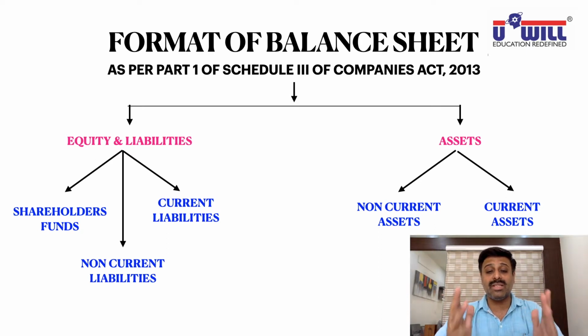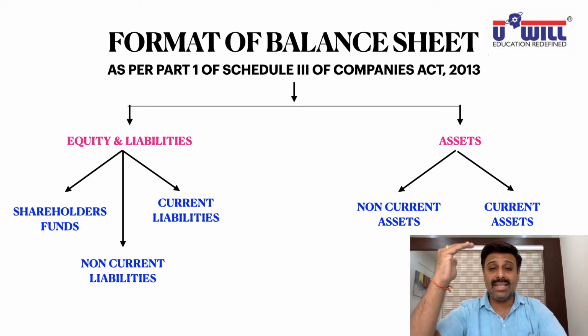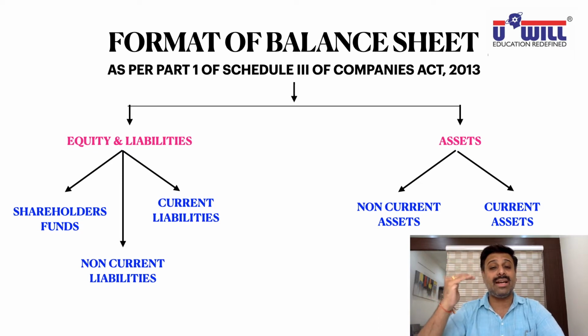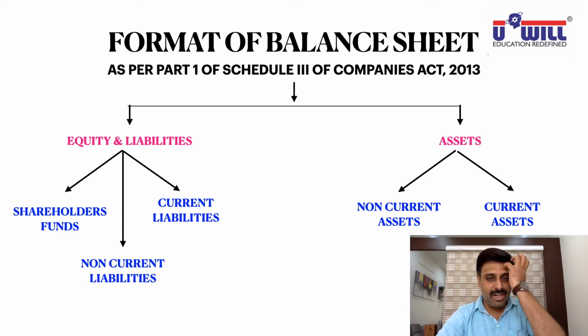Initially you have to remember, all of you must write this chart in your notebook. Which five main headings? Equity and liabilities. Within that, shareholders. Equity means shareholders funds. Liabilities means non-current liabilities, current liabilities. Within assets, non-current assets and current assets. You can pause the video if you have not written it.